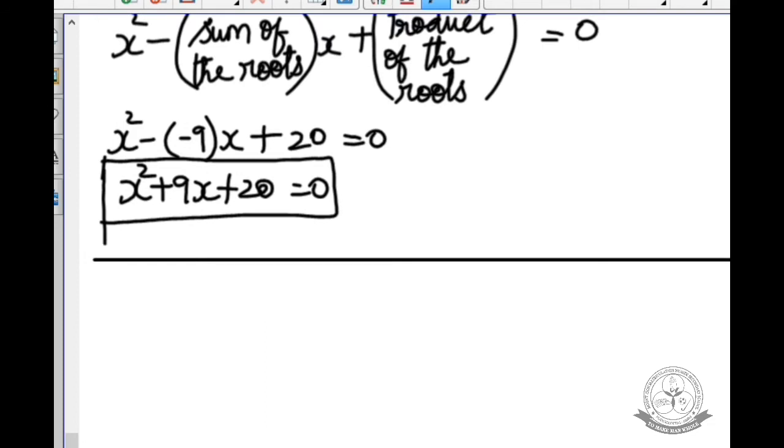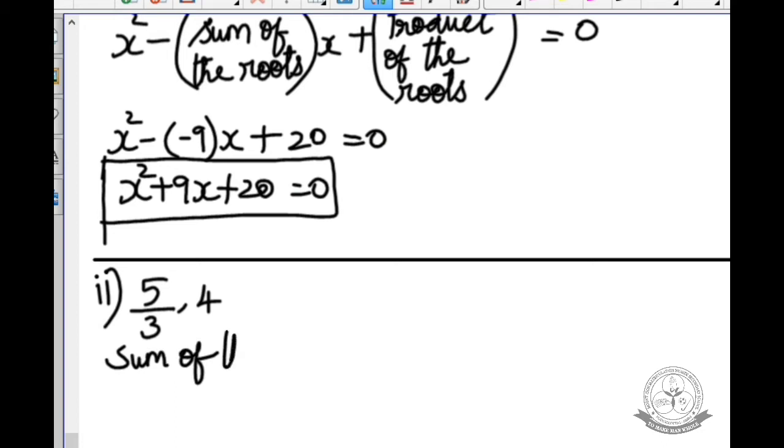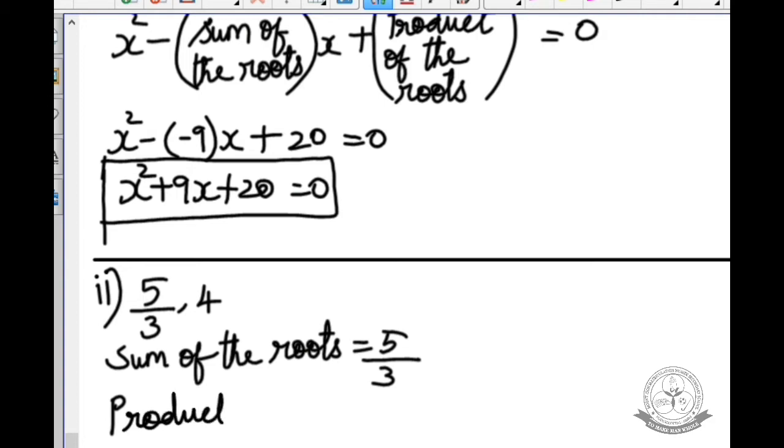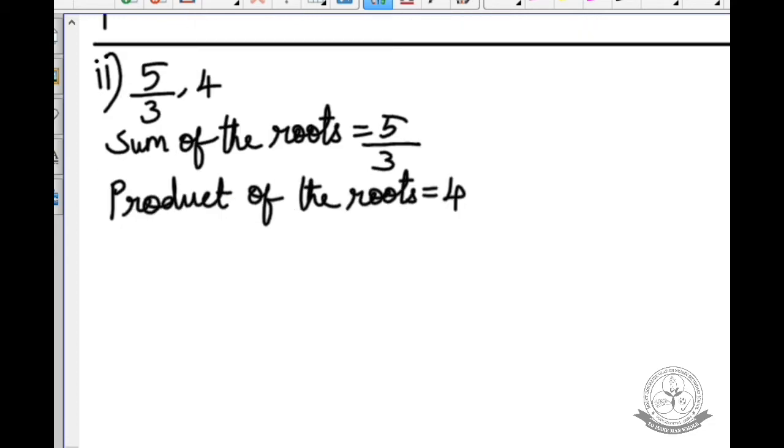Second subdivision. Five by 3 comma 4. The question is 5 by 3 comma 4. So we take sum of the roots equal to 5 by 3. Product of the roots equal to 4. Now we find the equation.